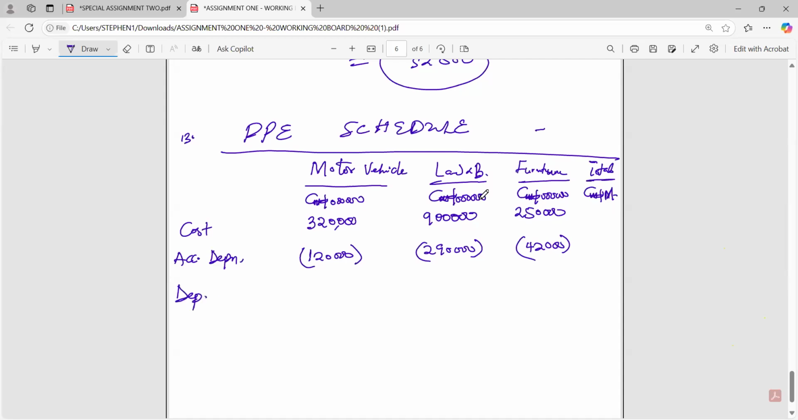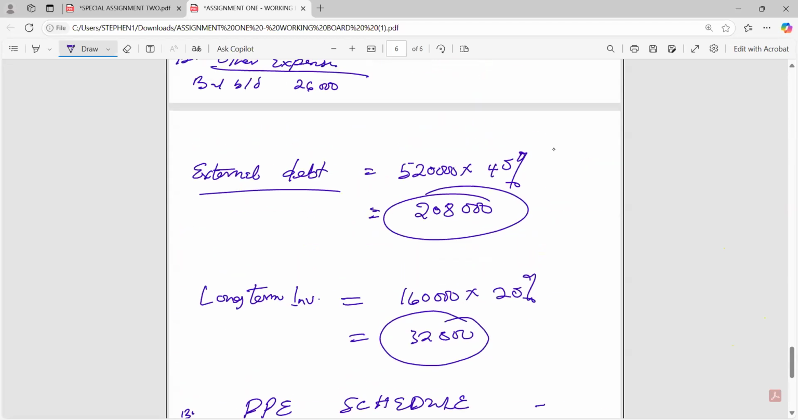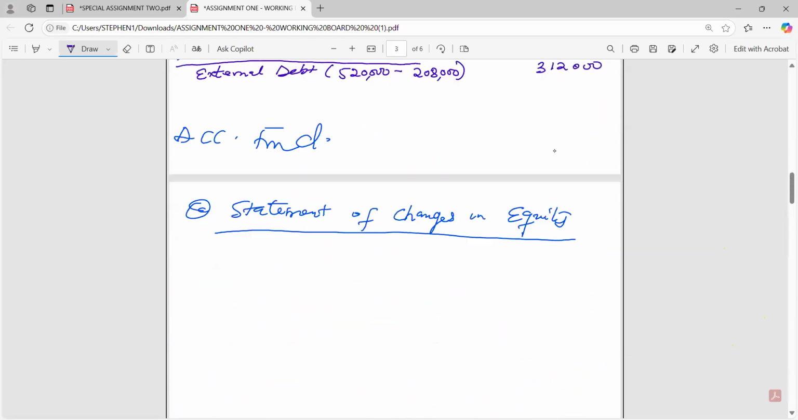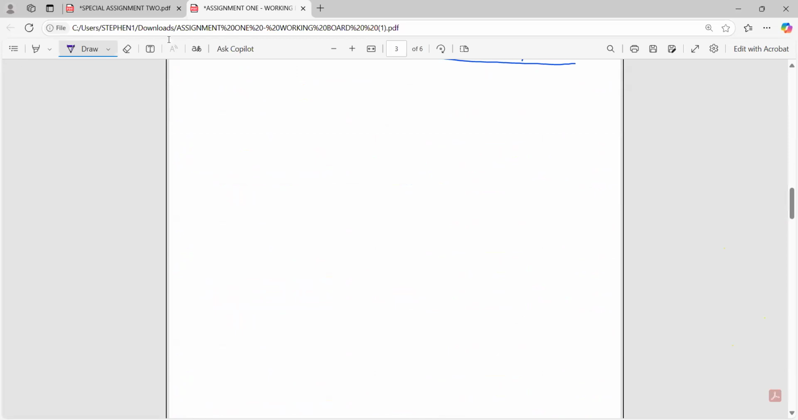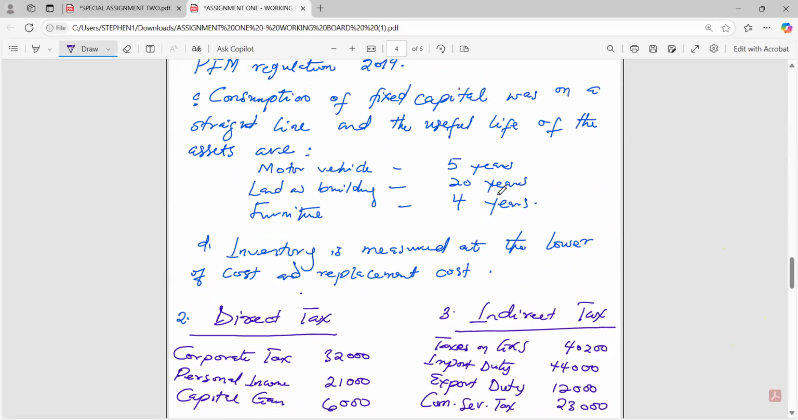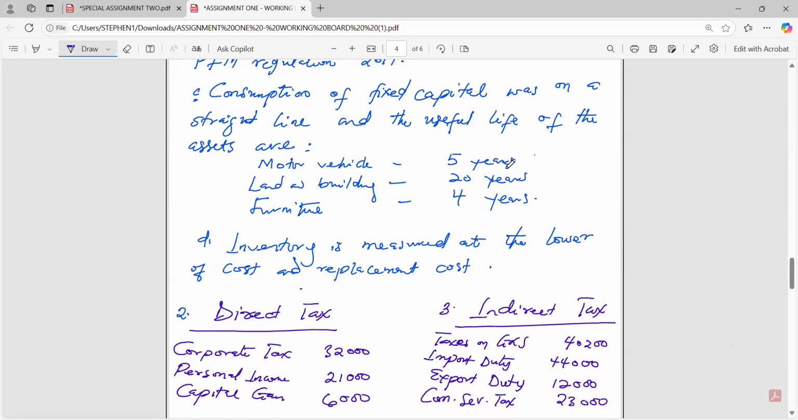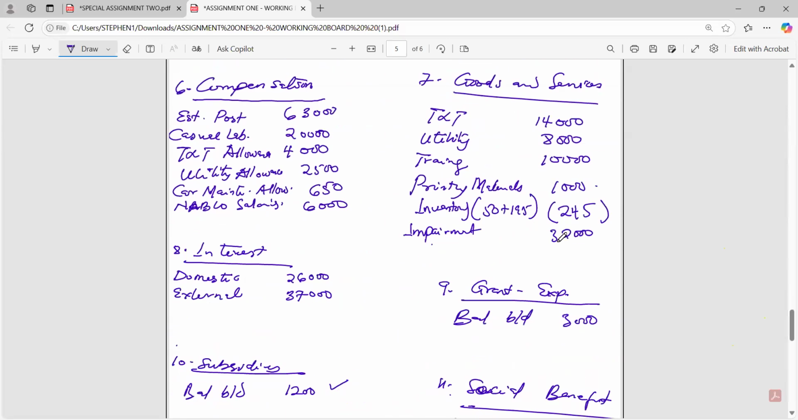Depreciation for the year 2021. This is what is important. This is what will give us the consumption of its capital. Are you okay? So they said motor vehicle. How many years should we depreciate the motor vehicle? 5 years. Motor vehicle, 5 years. Land and building, 20 years. Furniture, 4 years.